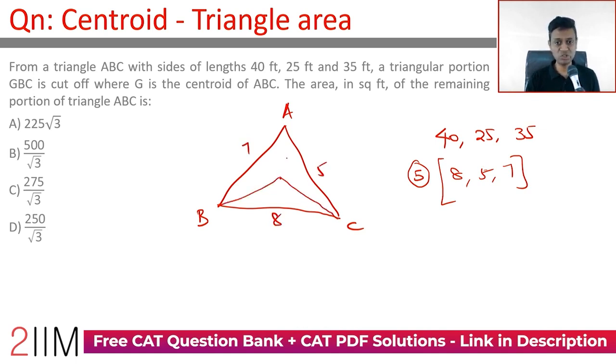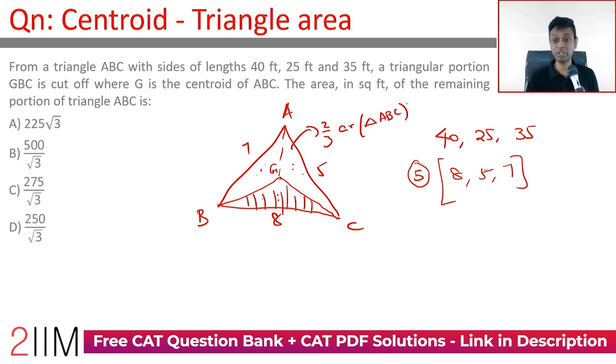And then BGC, G is the centroid of ABC. Area in square feet of the remaining portion of the triangle ABC. The remaining we need to find. To start with, one very interesting nugget that we should probably know is the centroid carves a triangle into 3 parts of equal area. BGC, ABG, AGC. They're all equal in area. So this area will be 1/3 area of the triangle. Remaining will be 2/3 of area of triangle ABC. 1/3, 1/3, 1/3. BGC will be 1/3 of area of triangle ABC.